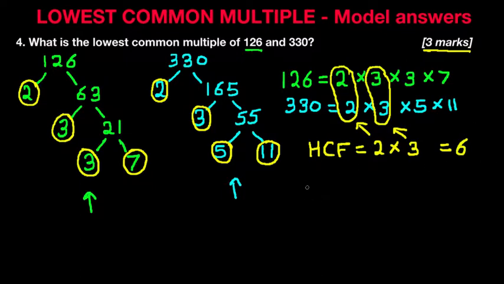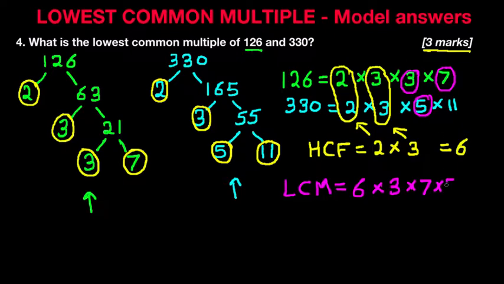Now to work out the lowest common multiple, it is the highest common factor, which is 6, times all the numbers we haven't used: times 3, times 7, times 5, times 11. So that is how we work out the lowest common multiple.